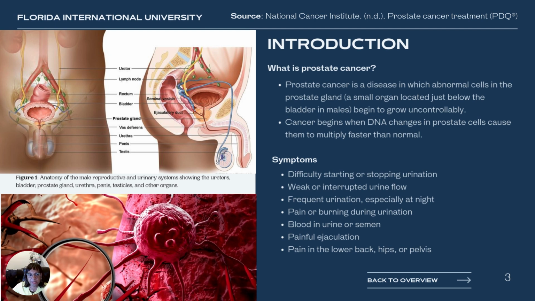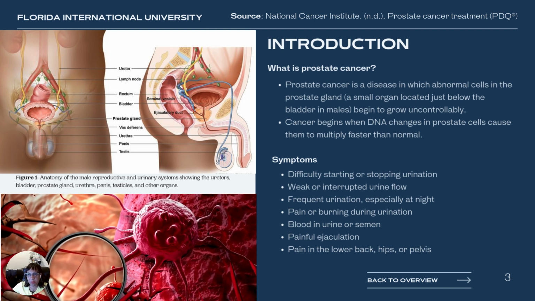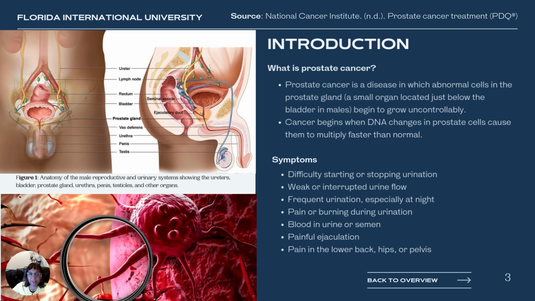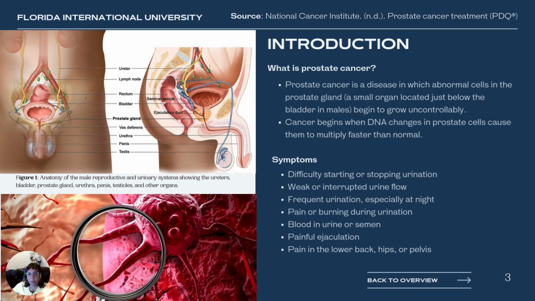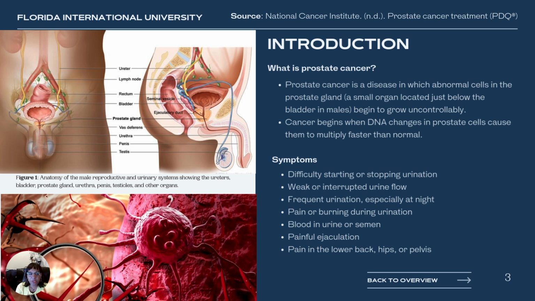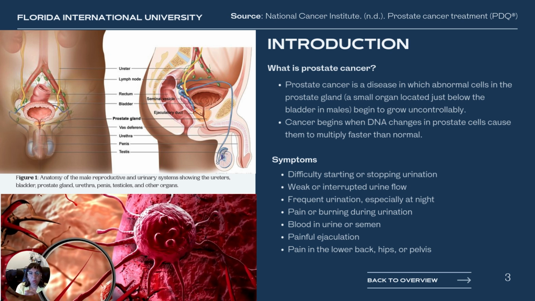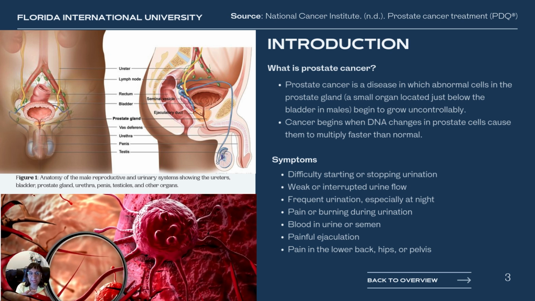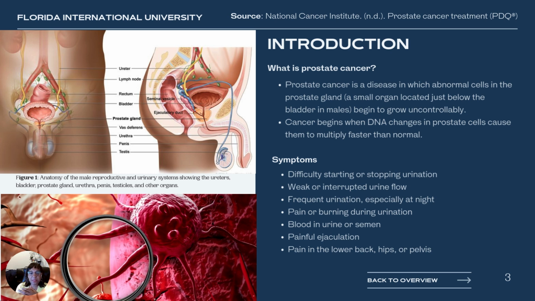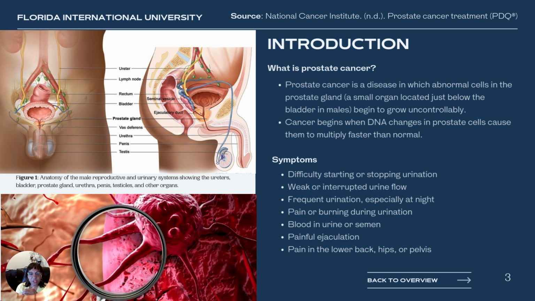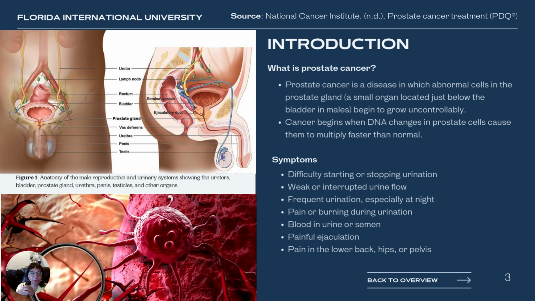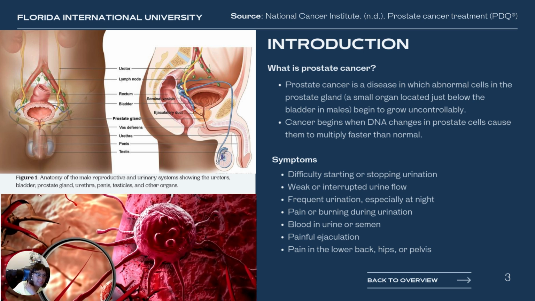So what is prostate cancer? First of all, prostate cancer is defined as a disease in which abnormal cells in the prostate gland, which is a small organ located just below the bladder, begin to grow uncontrollably. The cancer begins with DNA changes in the prostate cells, which cause them to multiply faster than normal.